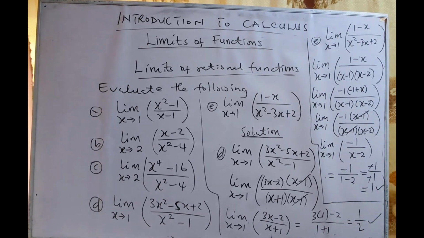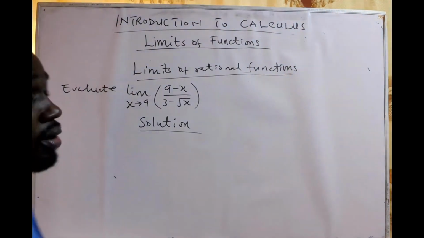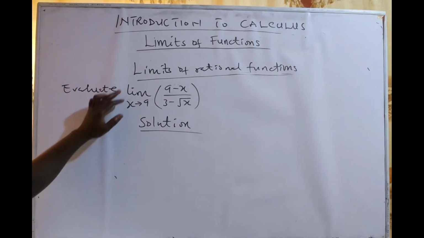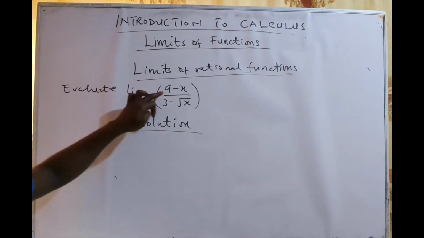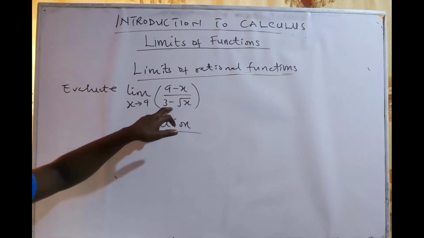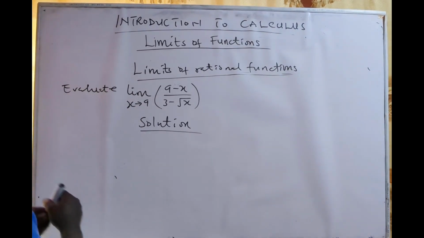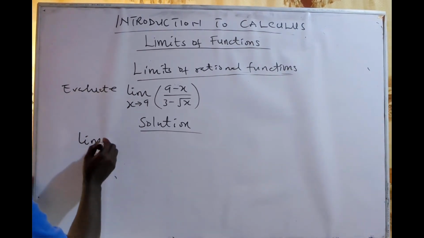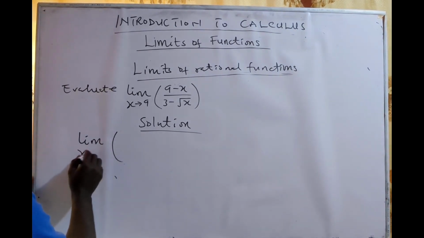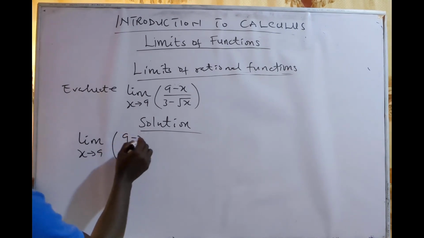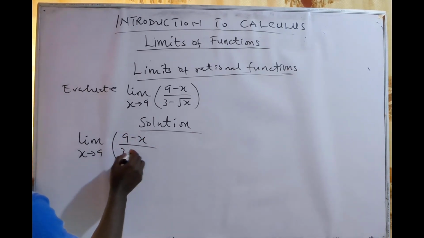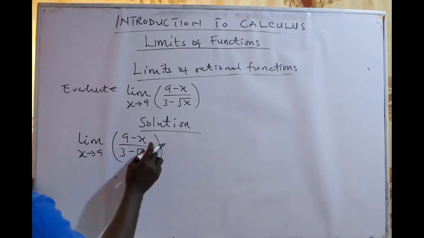Okay, so we are going to look at an example in the form of a root. All right, let's look at this question also here. Evaluate the limit of the function 9 minus x all over 3 minus square root of x as x approaches 9. So we have the limit as x approaches 9 of 9 minus x over 3 minus square root of x.